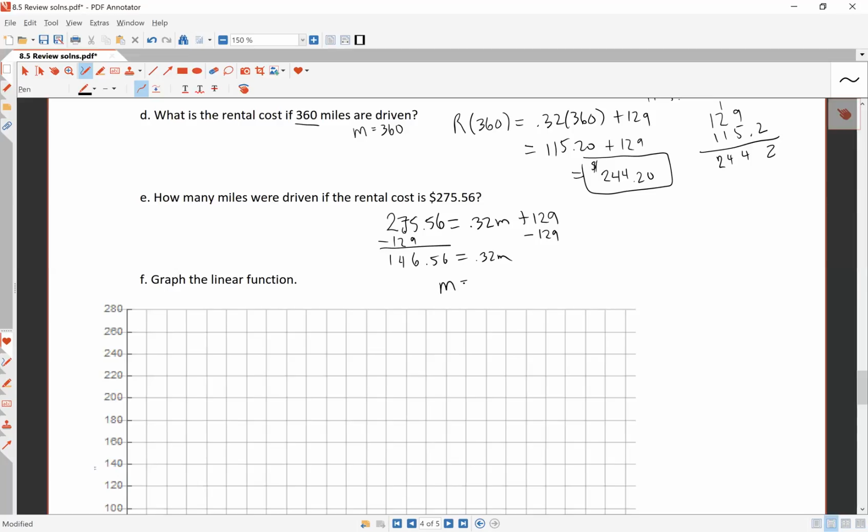And if we divide 146.56 by 0.32, that's 32 into 14656, which gives us 4. 5 times 2 is 10, 15, 16, and 32 into 56 goes 8. And so that says that we'd have 458 miles. And now we're asked to graph this.